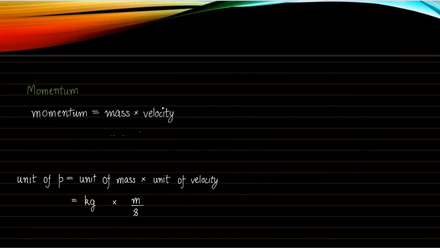Just concentrate for now on the unit of momentum. The unit of mass is kg, the unit of velocity is meter per second. Now you can derive the unit of momentum. You just multiply these and find what the unit of momentum will be. You can take this question as your homework. You can check your answer from here. It will be kg meter per second. Fine.